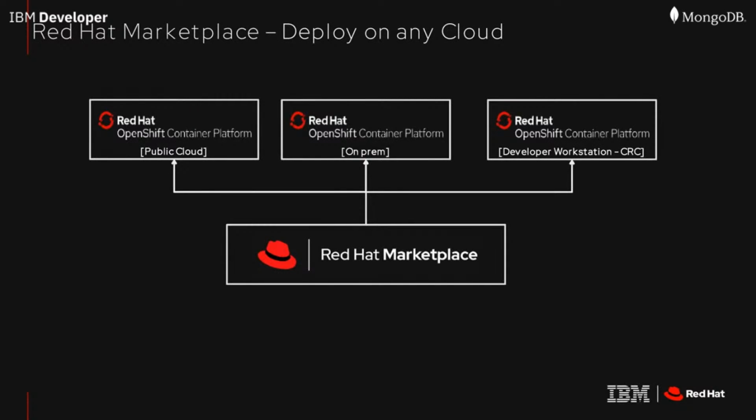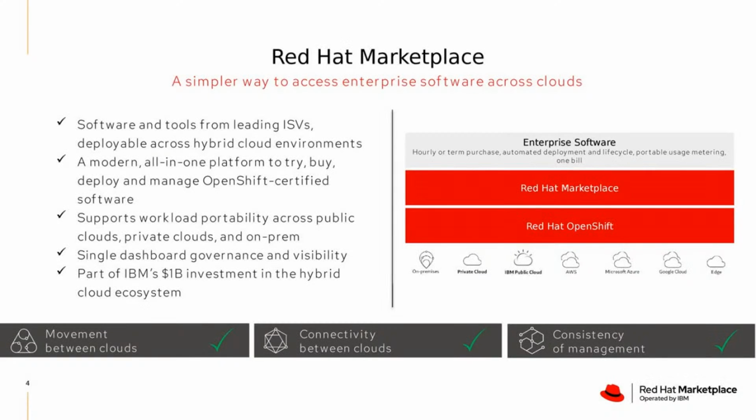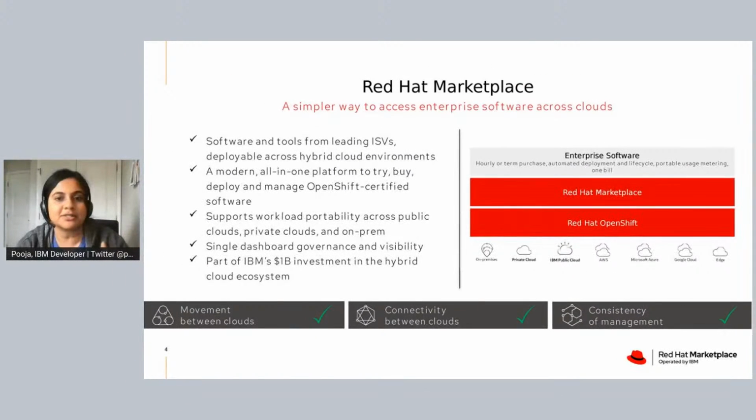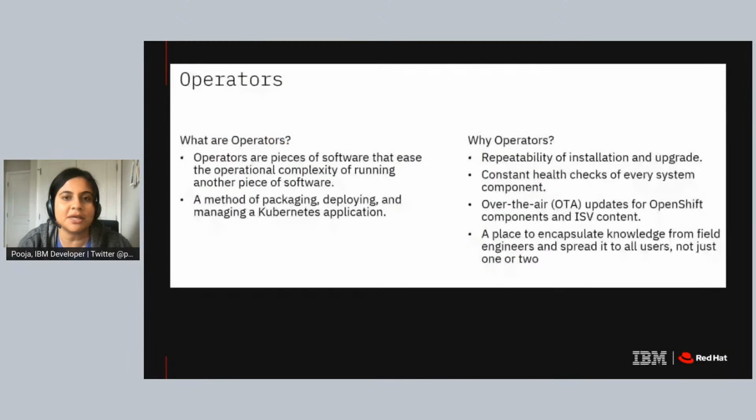But essentially, you're able to deploy things from public cloud, on-prem, and different developer stations as well. So, just breezing through the Red Hat Marketplace a little bit. It's a great software tool, an all-in-one platform that's managed by OpenShift, and you can deploy it across different cloud platforms, and you can use operators to connect to different technologies, and we'll show you what that looks like when it comes to MongoDB.